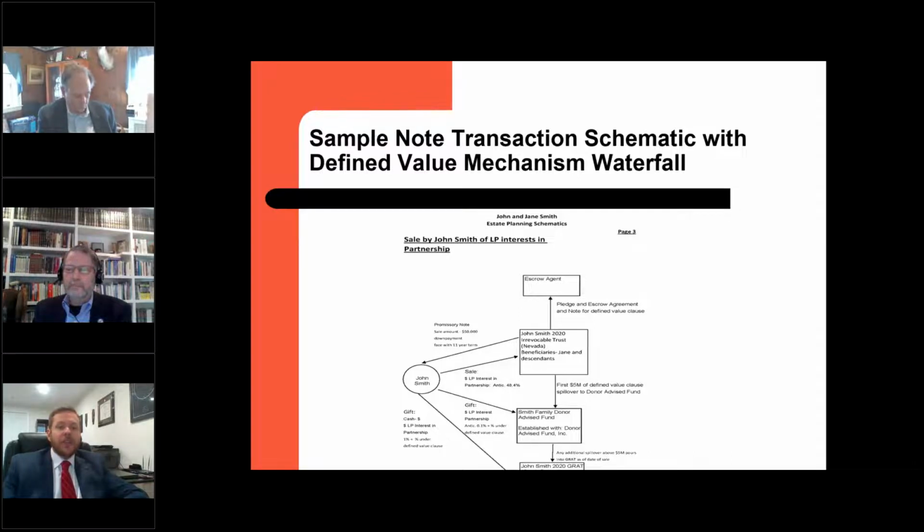And you can do several schematics that show the different steps of a transaction. So if you have a gift component to it, if you then have a sale component, if you want to show the ownership of the entity both before the transaction happens as well as at the conclusion of the transaction, this is just a different way, beyond having a written checklist, to show what's happening with that particular transaction.